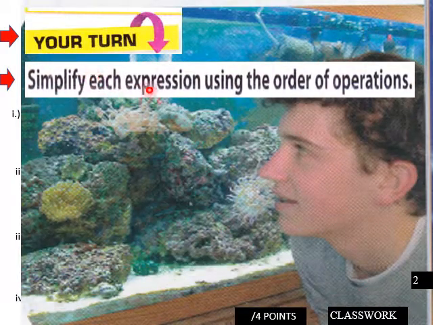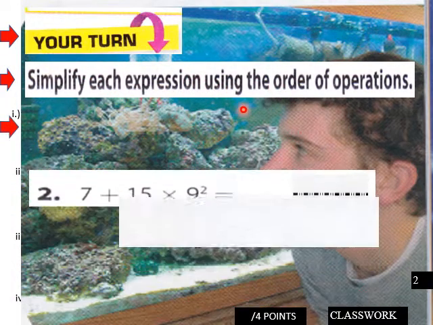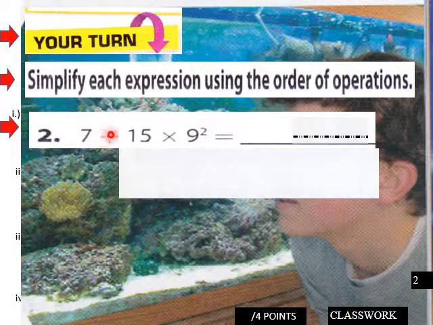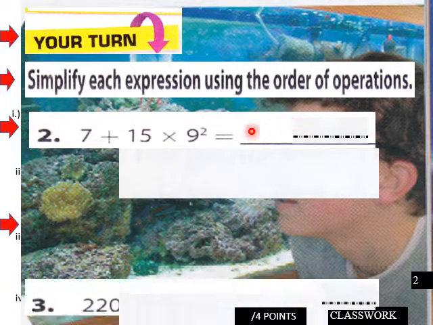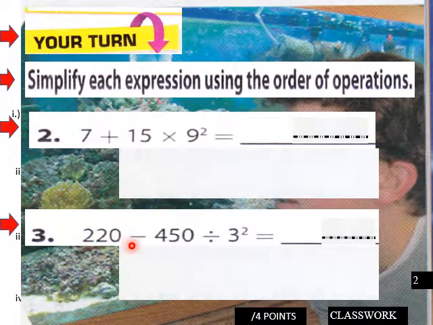Okay, your turn. Simplify each expression using the order of operations. So 7 plus 5 times 9 to the second power equals blank. And then for number 3, 220 minus 450 divided by 3 to the second power equals blank. Teachers, you can give your students about 2 minutes to do these two here, 2 and 3.